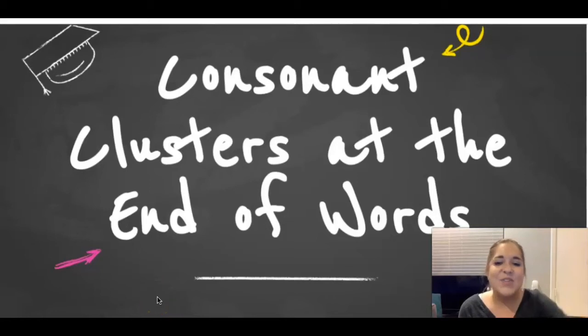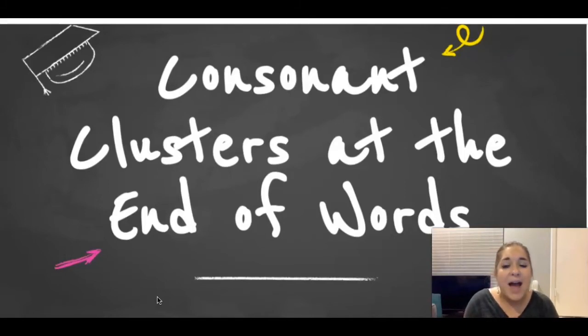Hi guys! So for language arts today, we're going to be learning about consonant clusters at the end of words. So we've been learning about consonant blends. SH makes the sh sound, CH makes the ch sound, PH makes the f sound, and TH makes the th sound. Those are consonant blends. That's when two consonants like S and H are put together and they make one sound. So S and H go together to make one sound, sh.